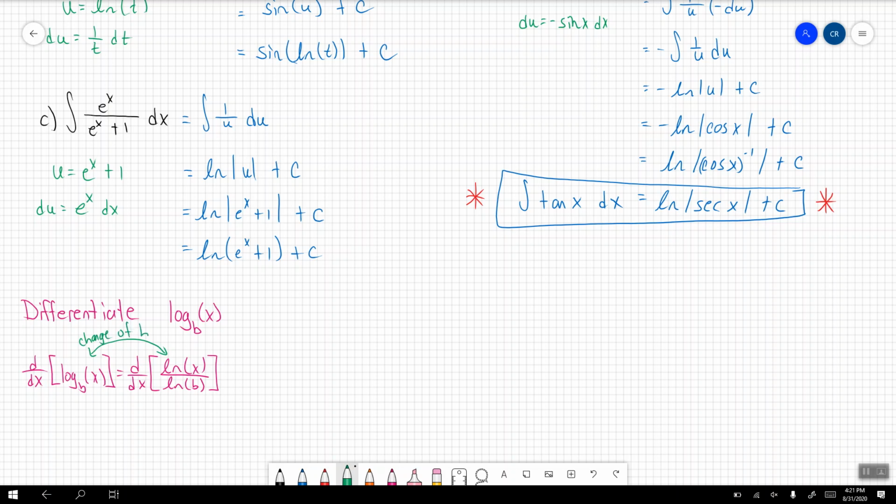Again, this was a change of base. And I do believe we mentioned the change of base back in section 6.1. So if you're having trouble recalling what that is, you can go back to that section and check it out there.